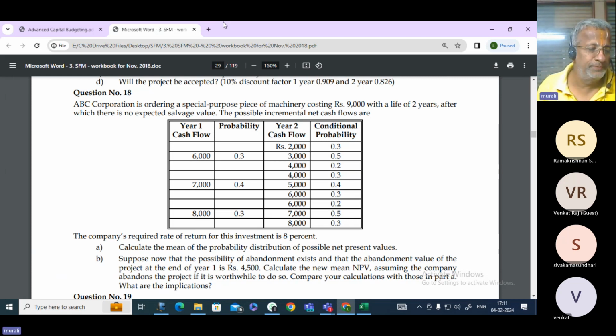That is why I told you, don't take chances. Yes. Come on, read, Rajagopalan.